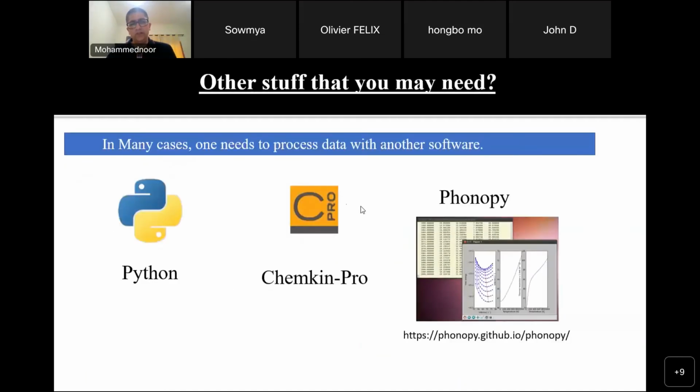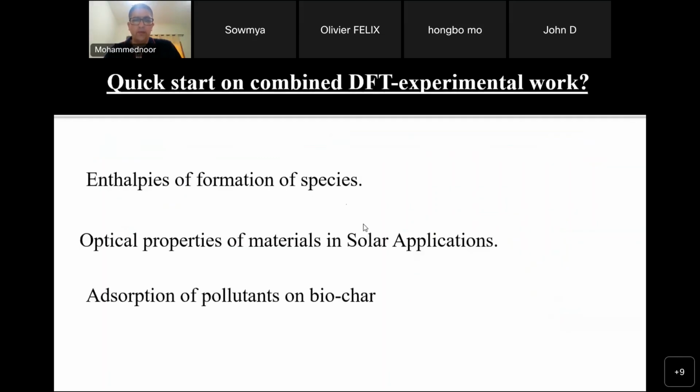In addition to the DFT software, people need to process the data using either Python or any other software that they are familiar with.